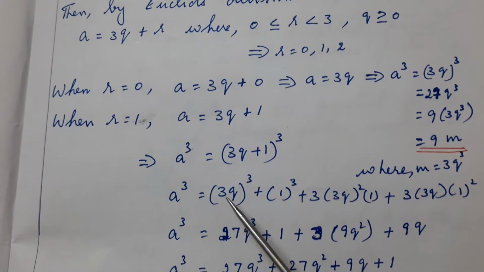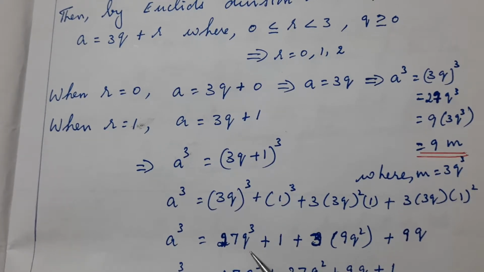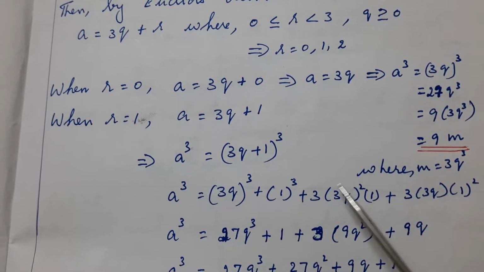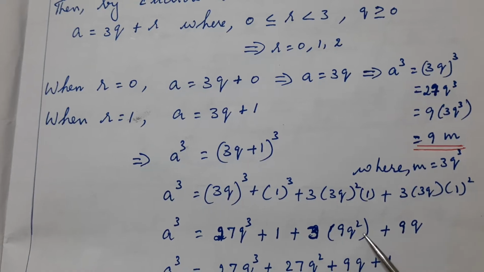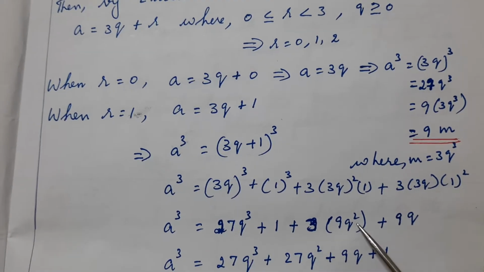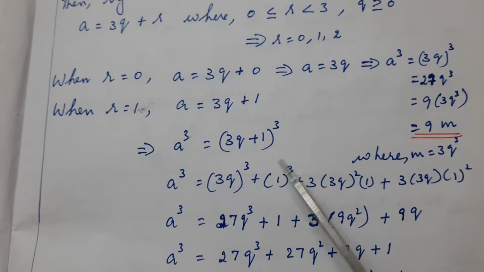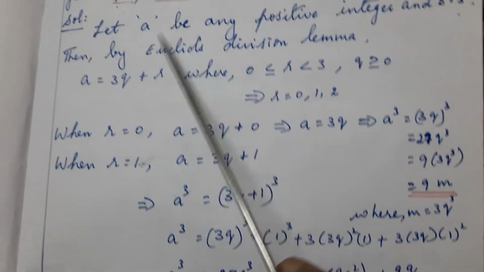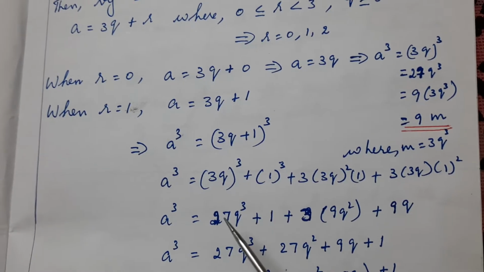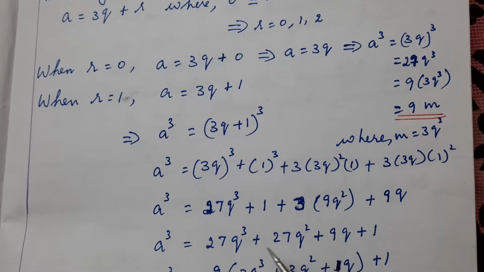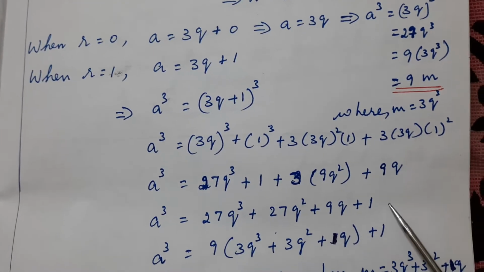Now when I open the bracket, 3 cube becomes 27. q cube is as it is, plus 1 cube is 1. 3 into (3q) square: 3 square is 9, 9q square into 1, it becomes as it is. 3 threes are 9q. Now here, since we have to bring it to the form 9m plus 1, I have taken this 1 separately and I have grouped these 3 terms: 27q cube plus 27q square plus 9q, plus 1.